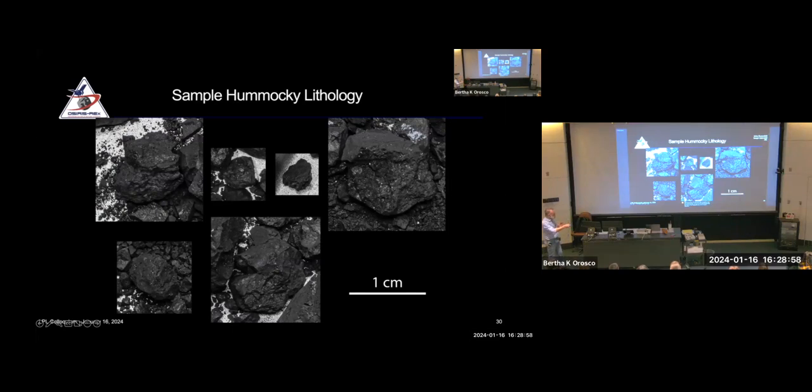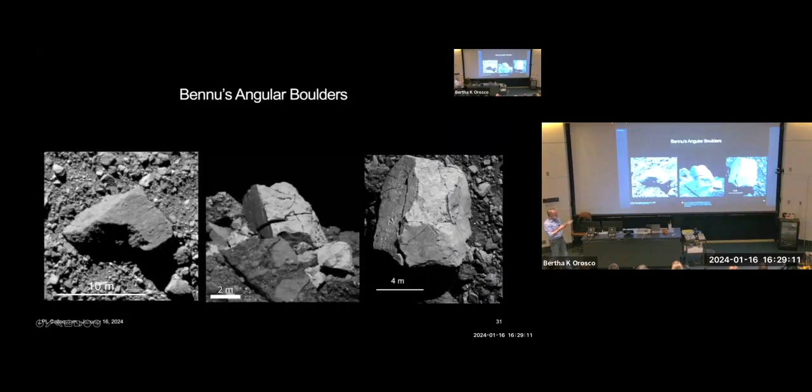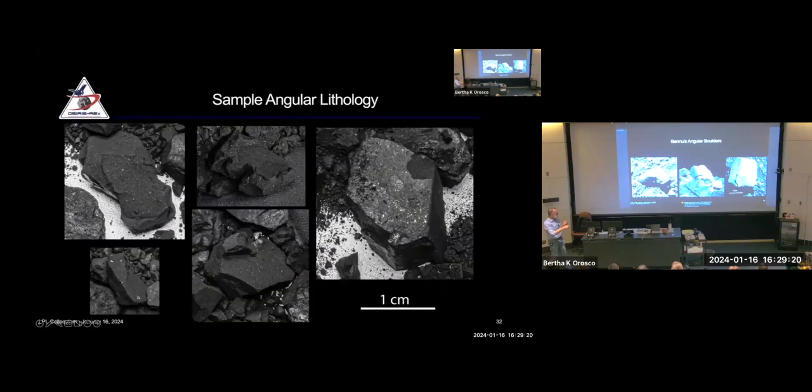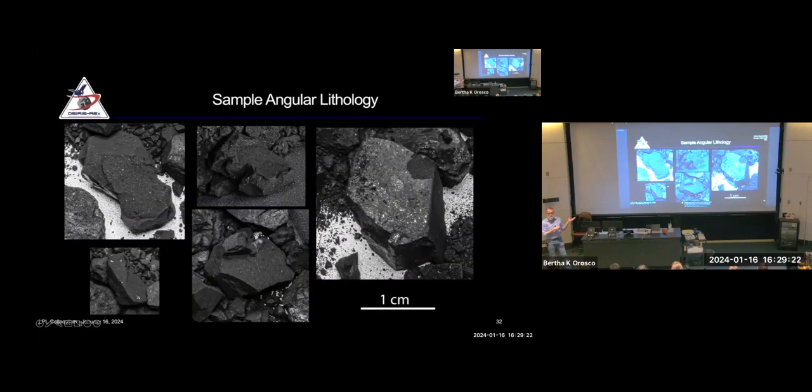Here's a 1 centimeter scale bar. I don't know why you would have hummocky textures at the tens of meter scale reflected at the centimeter scale. It's not obvious to me what that means. And I probably would have ignored it, except for the other kind of boulder that we see on Bennu are these very angular boulders, very sharp faces, clear angles. And sure enough, other particles in the sample are very angular in their morphology as well.